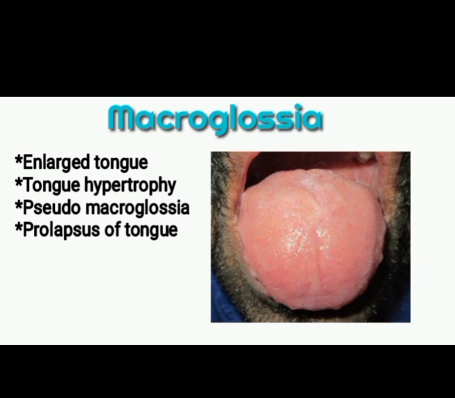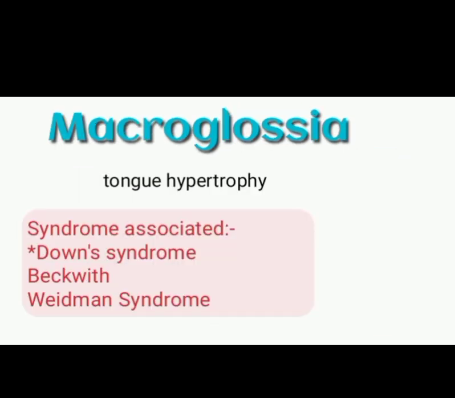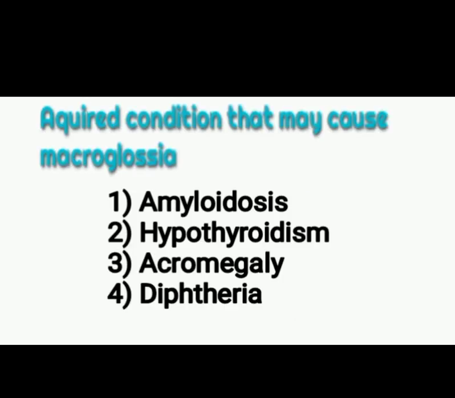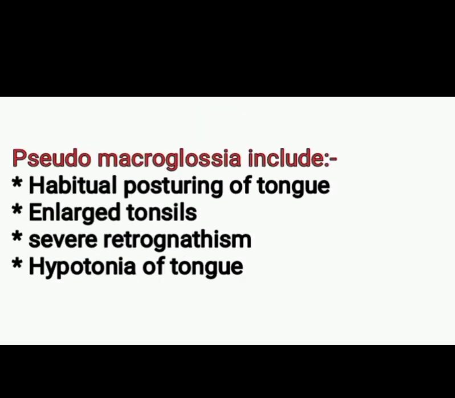Next is macroglossia, which is also known as tongue hypertrophy, pseudomacroglossia, and prolapsus of tongue. It is associated with two syndromes, that is Down syndrome and Beckwith-Wiedemann syndrome. Acquired conditions that may cause macroglossia are amyloidosis, hyperthyroidism, acromegaly, and diphtheria. Pseudomacroglossia includes habitual posture of tongue, enlarged tonsils, severe retrognathism, and hypotonia of tongue.